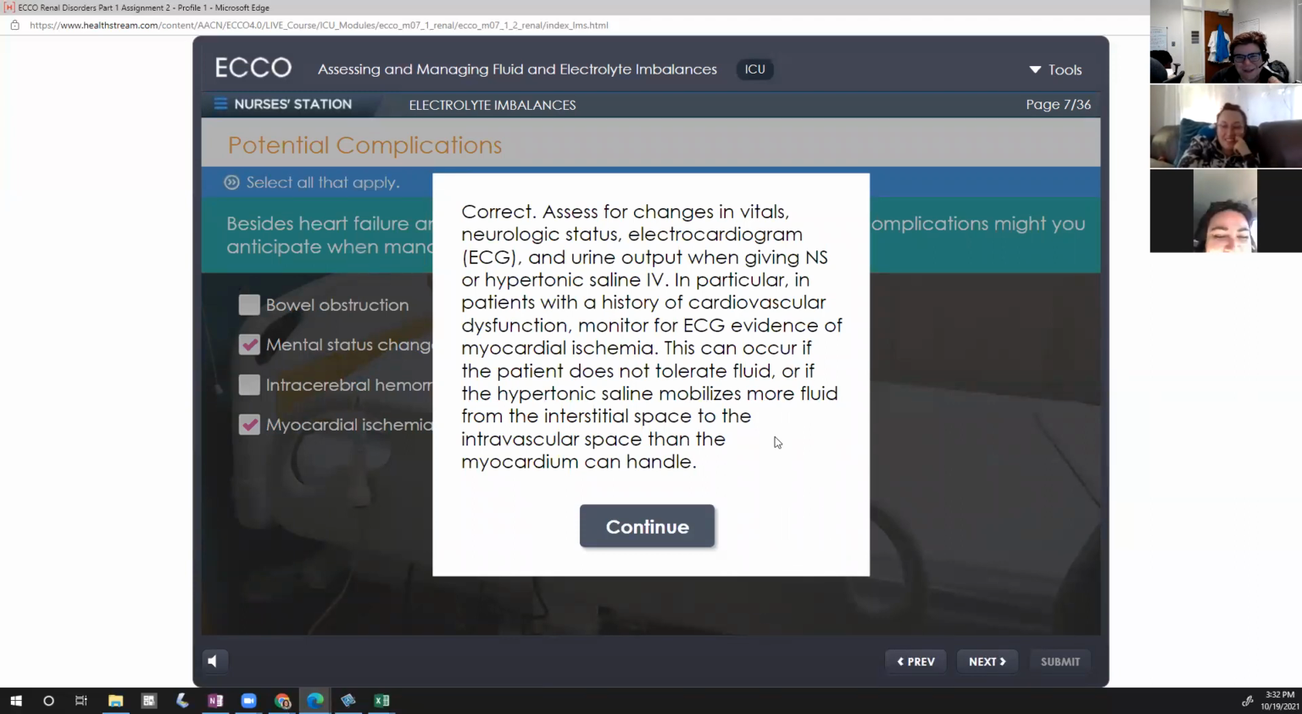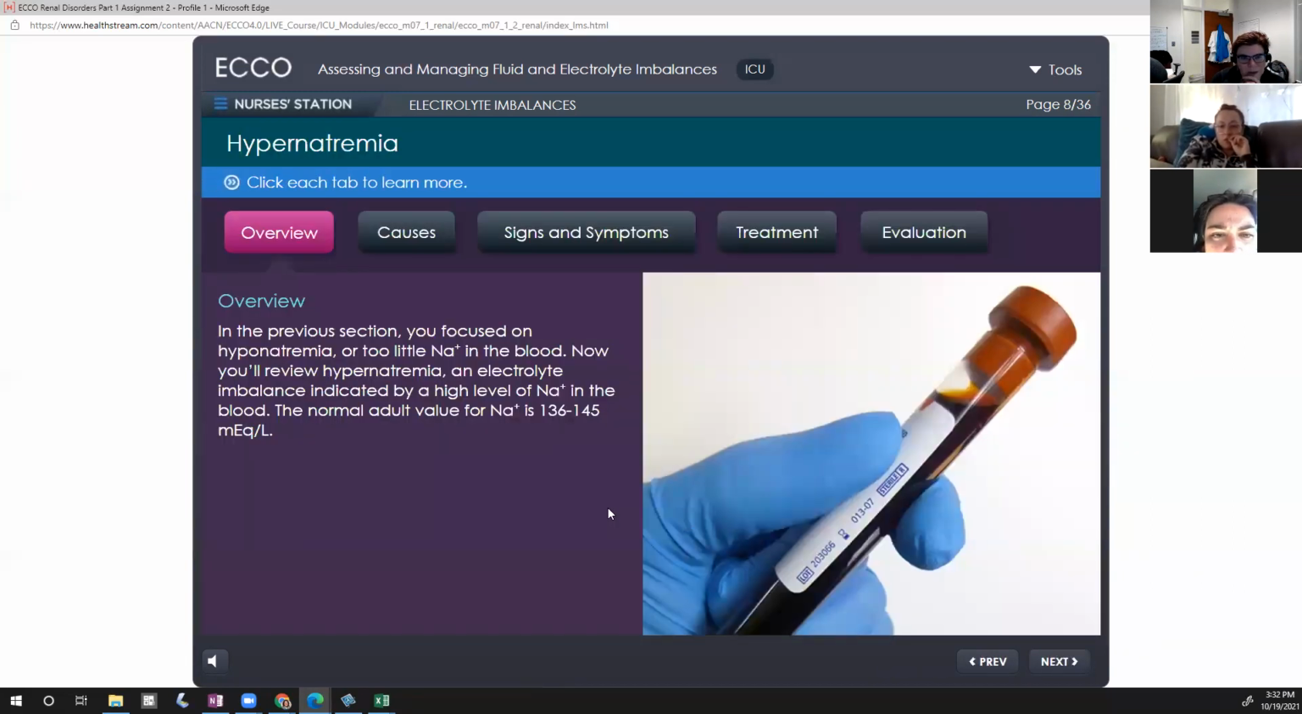Thank you. So patients with cardiovascular dysfunction, obviously you're going to monitor EKG because the patient doesn't tolerate fluid, or it mobilizes too much fluid and the heart gets overloaded. Nice job. Thank you. So hypernatremia, you're going to see obviously elevated sodium.